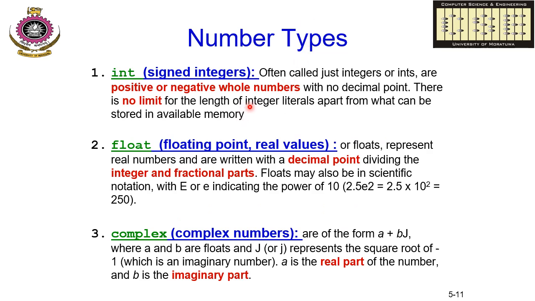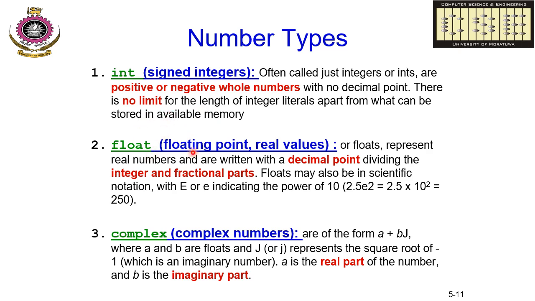Continuing with details about these three number types, starting with integers, or signed integers, they are called just integers or ints. They can be positive or negative whole numbers with no decimal point. There is no limit in the integer type, but of course it will be limited by the available memory.